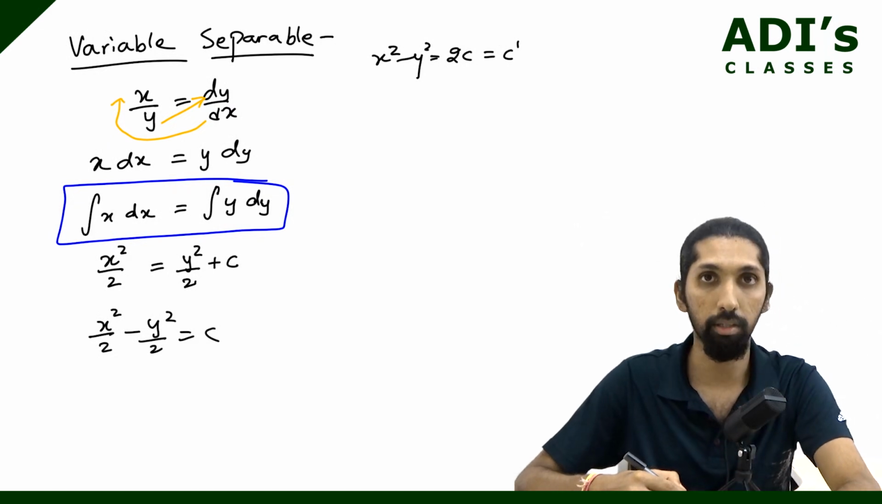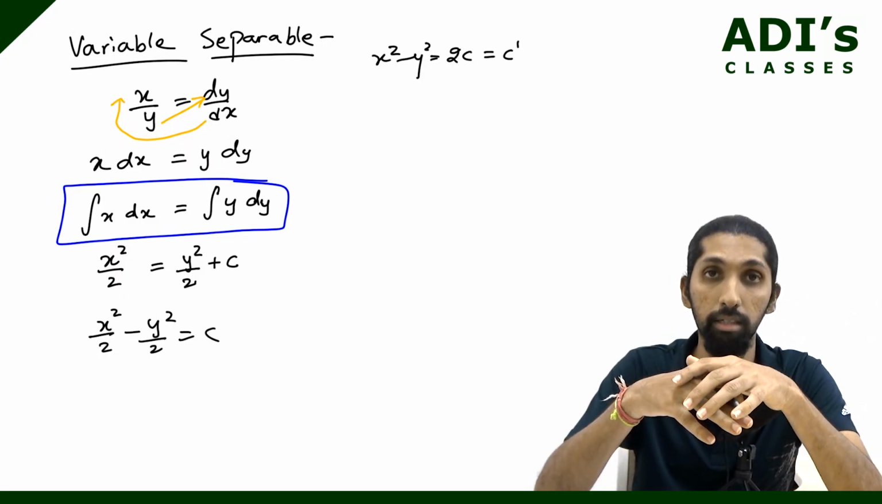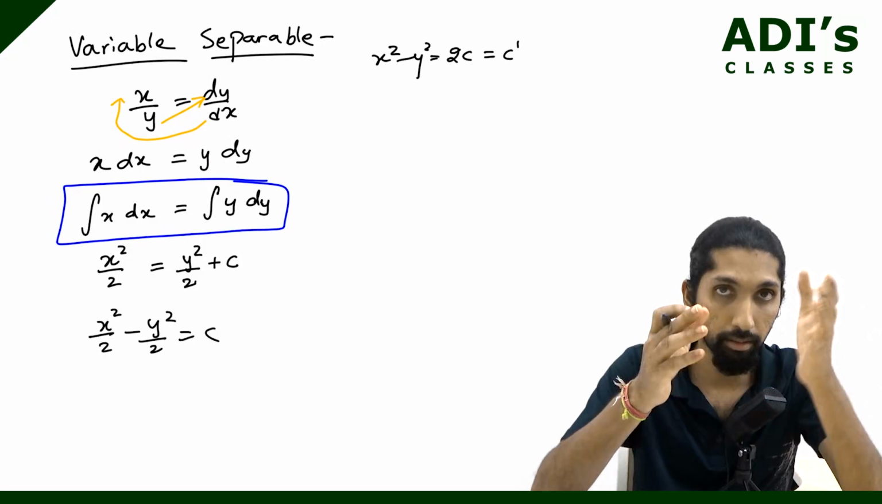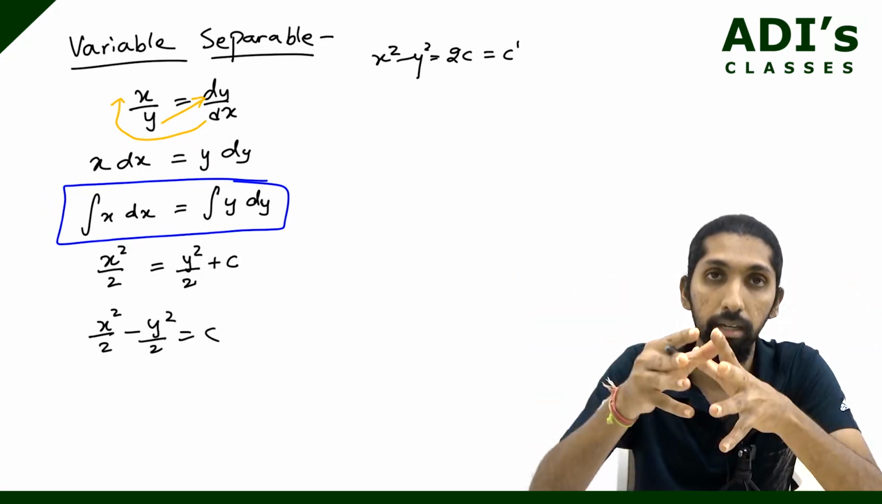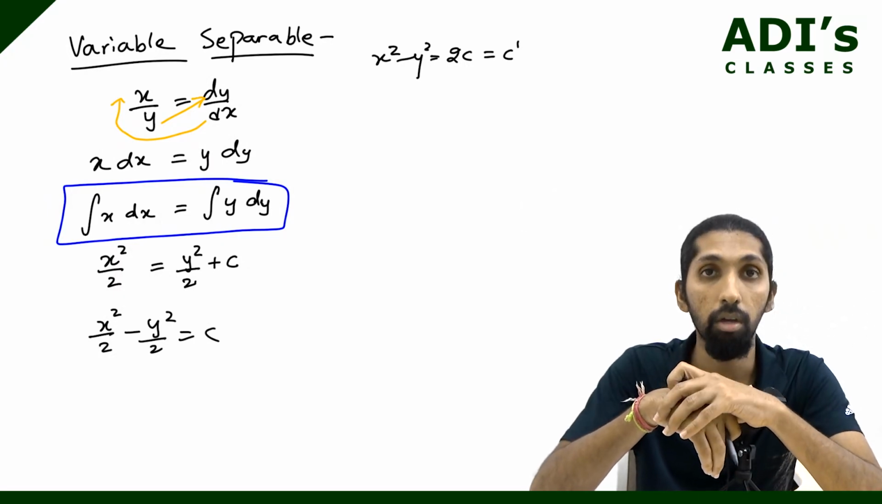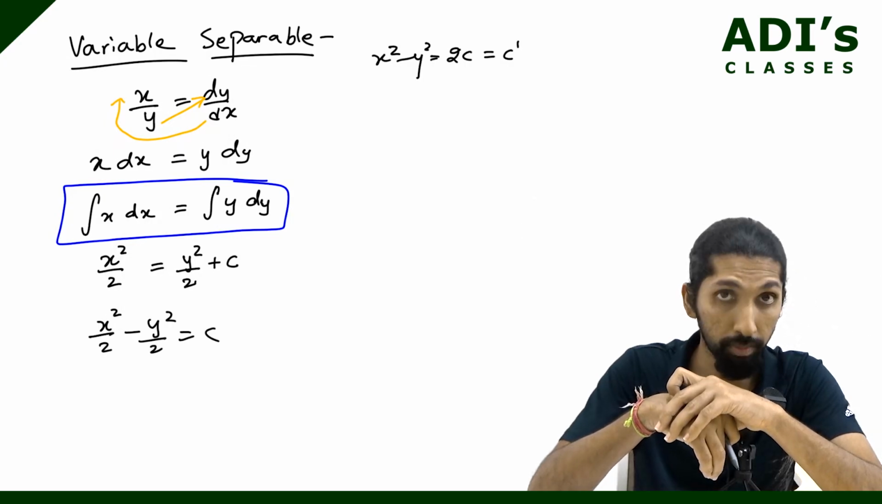That is how you can take the dy and dx, separate them, take the variables, separate them, and then integrate individually. That is going to give you the variable separable method. I hope this is clear.